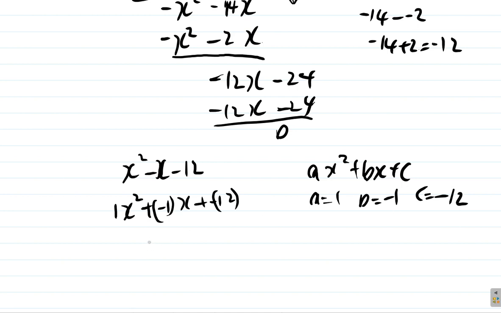Now, a times c is 1 by negative 12, which is negative 12. You find two numbers that multiply to give negative 12 and add to give negative 1. So b equals negative 1. The two numbers multiply to give AC and add to give b. They multiply to give negative 12 and add to give negative 1.